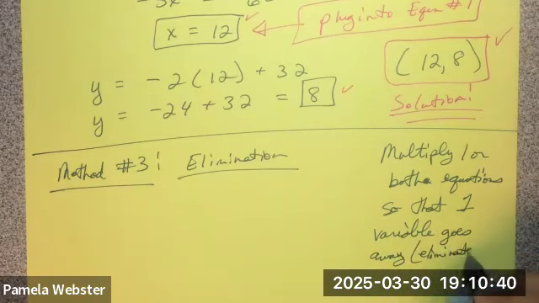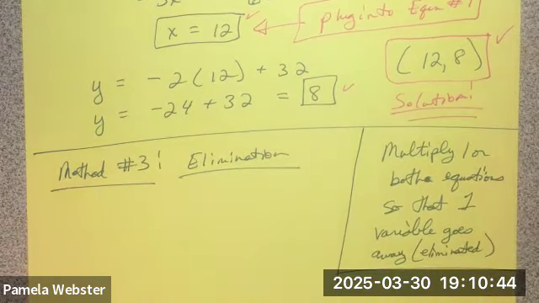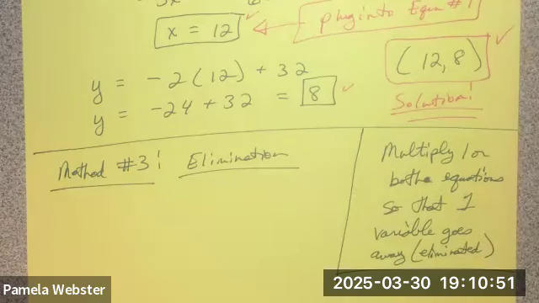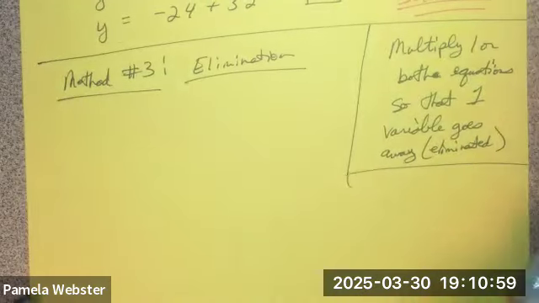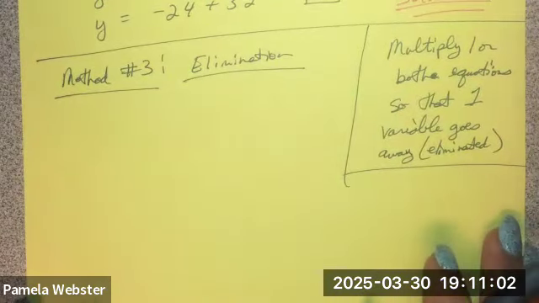Eliminated. Yay. Whenever I went through school, they called this the additive method, the addition method. They don't call it addition method anymore because sometimes you have to subtract. So they decided addition is probably a little bit of a misnomer. It's misleading. So they say eliminate now instead. Just a little fun fact about how old your teacher is.